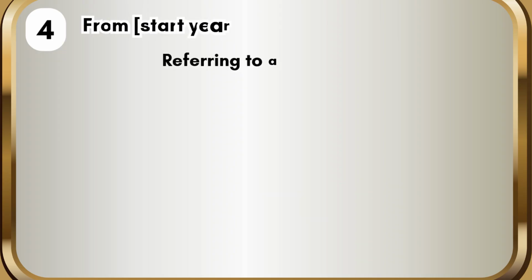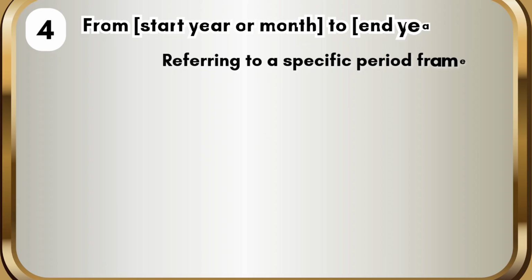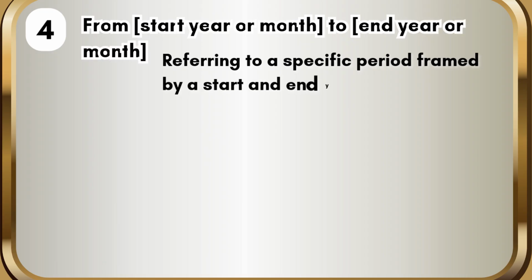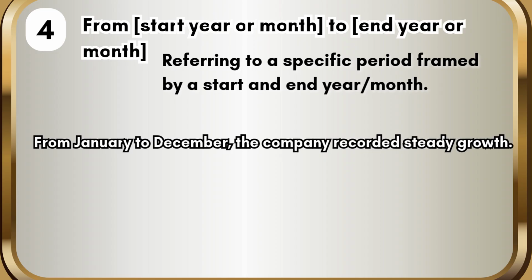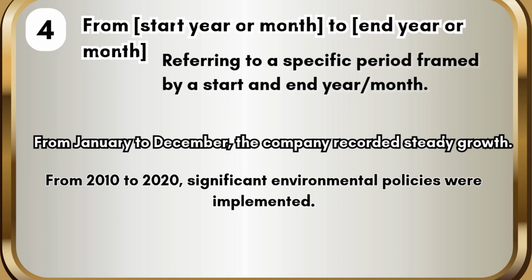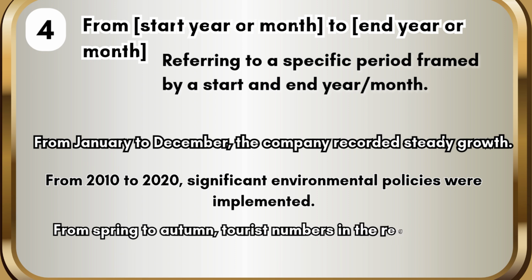From start year or month to end year or month. Referring to a specific period framed by a start and end year or month. From January to December, the company recorded steady growth. From 2010 to 2020, significant environmental policies were implemented. From spring to autumn, tourist numbers in the region saw a notable increase.